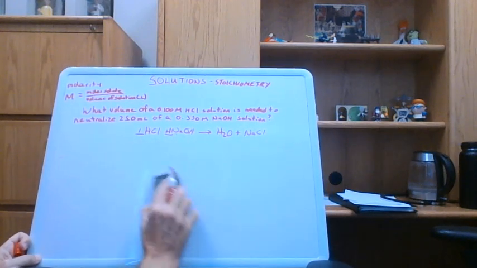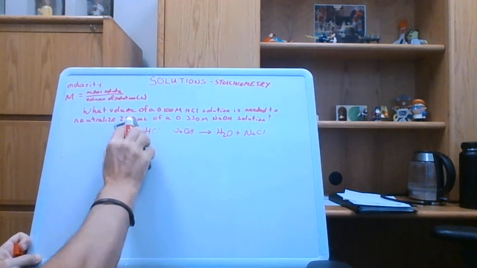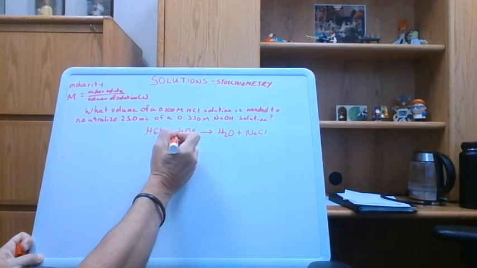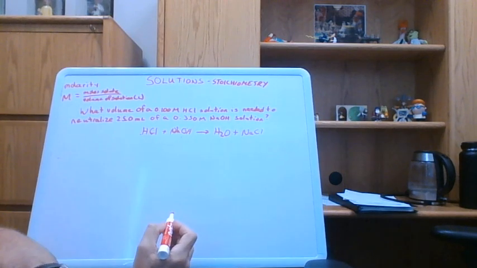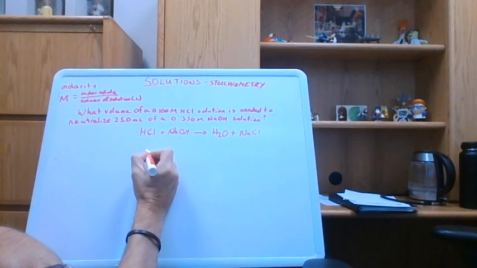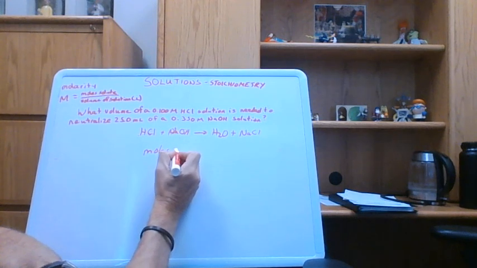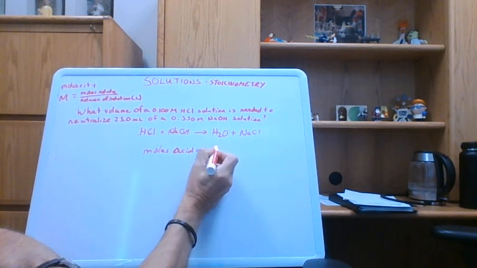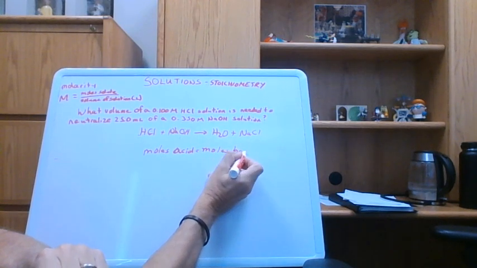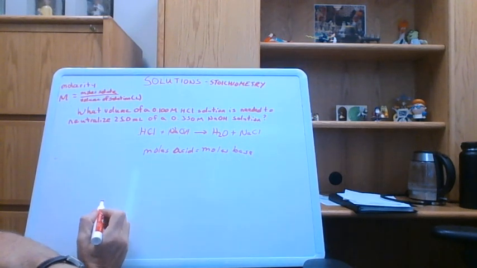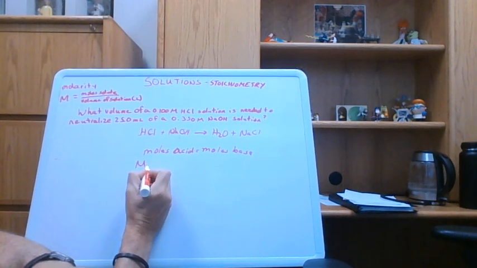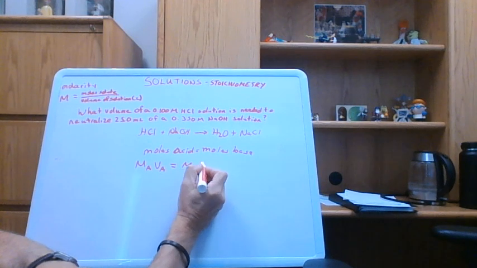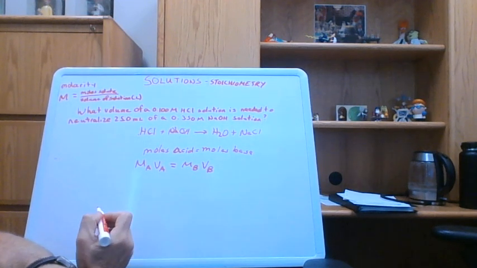So there's an easier way to do an acid-base neutralization in the case where it's a 1-to-1 relationship like this, because in a neutralization the moles of acid equal the moles of base, right? And the moles, remember, are the molarity times the volume, so the molarity of the acid times the volume of the acid equals the molarity of the base times the volume of the base.